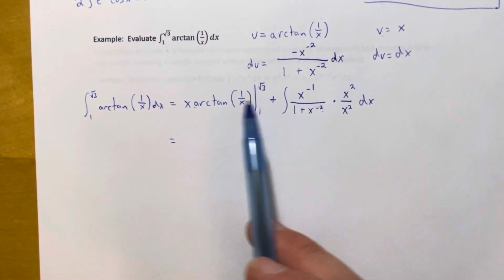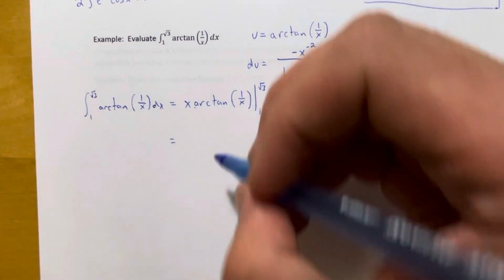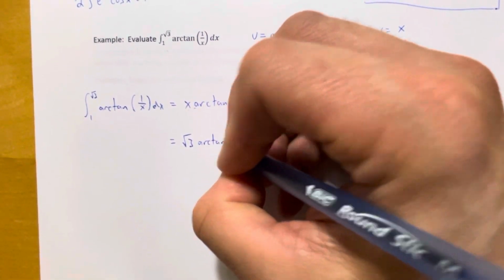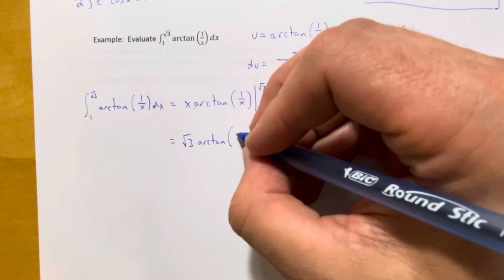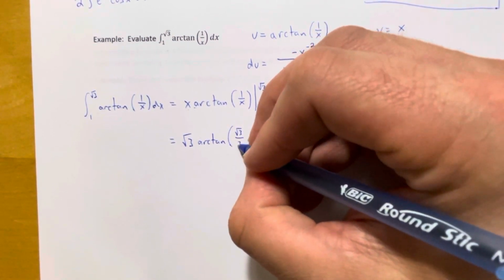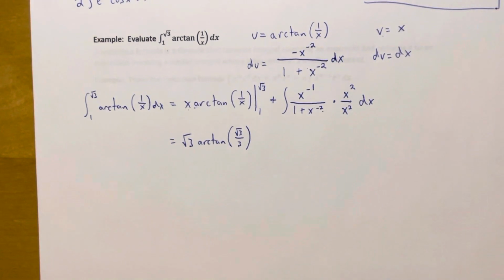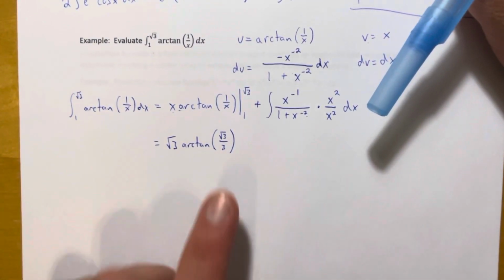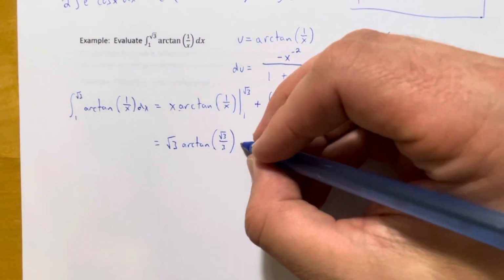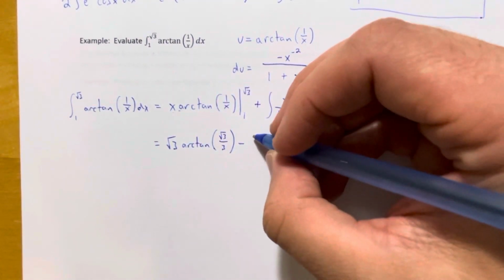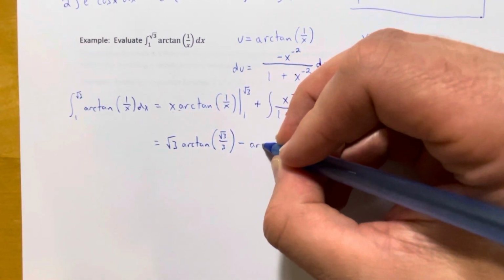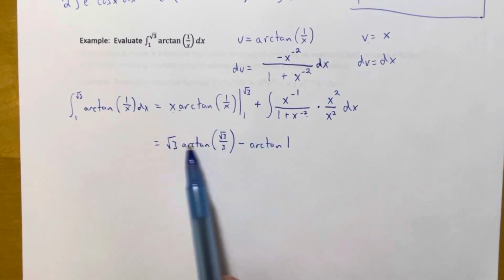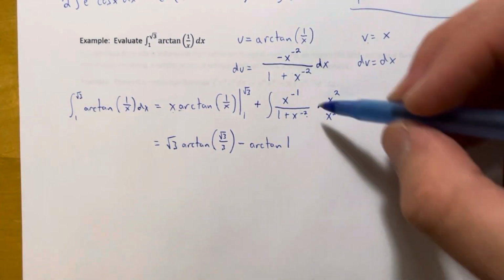Well, let's come back here. Let's evaluate this. So this is going to be x, which is root 3 times arctan of 1 over root 3, which, if you prefer, is the same thing as root 3 over 3. That's if you want to rationalize the denominator. That's a little bit more familiar when we're trying to figure out what this arctangent is, because I recognize that from my unit circle. Minus 1 times arctangent of 1 over 1. So that's arctangent of just 1. So notice I'm just evaluating this expression here and here as we do with definite integrals. What happens to this guy?